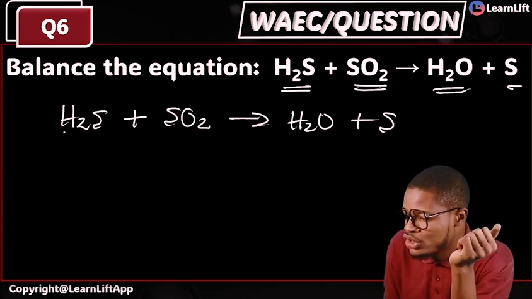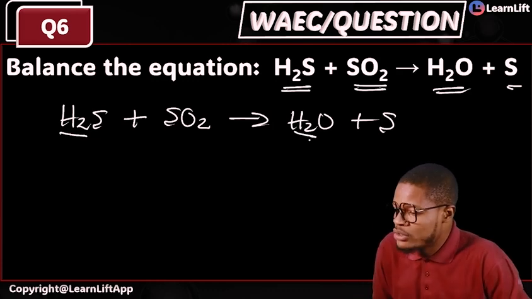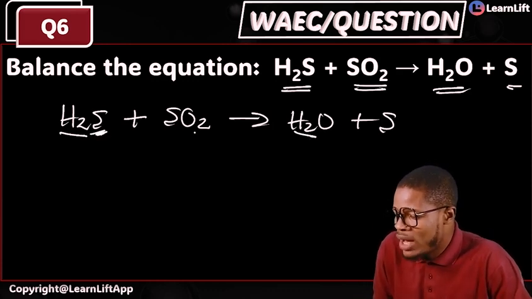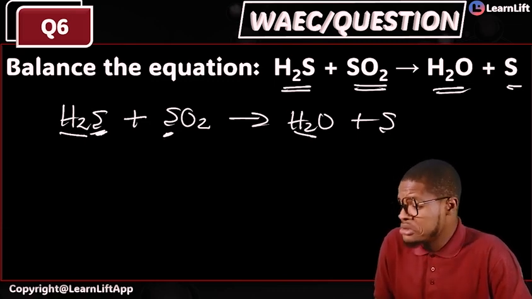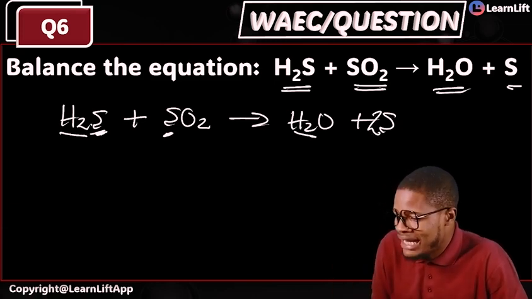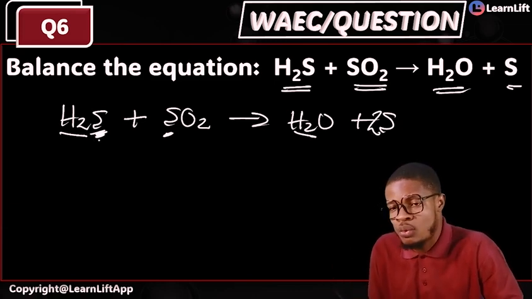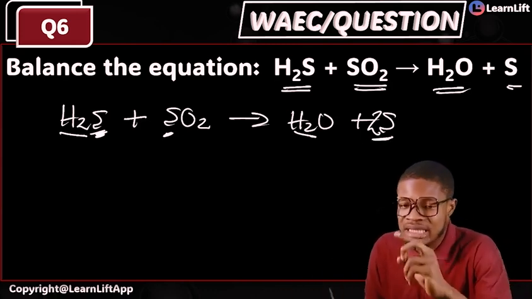Yes. How many hydrogen do we have there? 2. Hydrogen here is 2. Is it balanced? Balanced. What about sulfur? Sulfur here is 1. Sulfur here is 2. Sulfur is not balanced. So when I add 2 here, just follow me. Is sulfur balanced now? Sulfur in the reactant is 1 plus 1, 2. In the product, how many is sulfur? 2. Balanced.